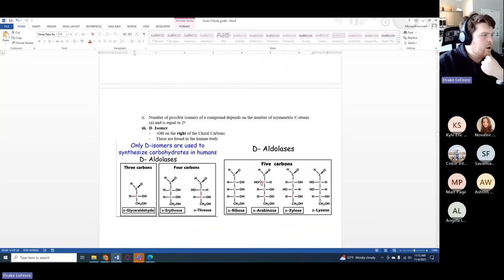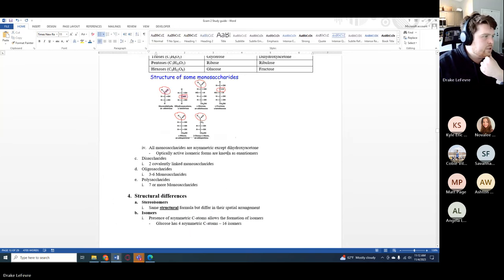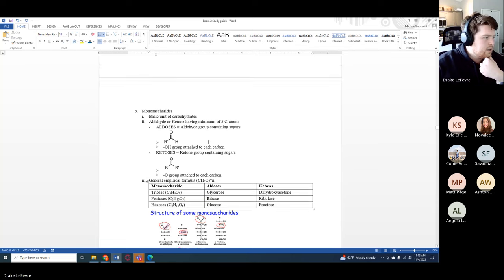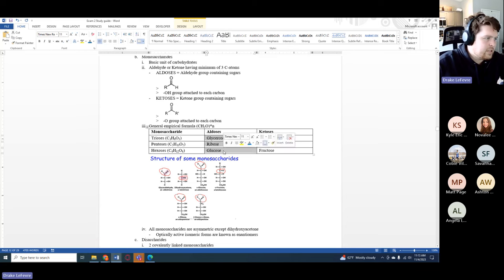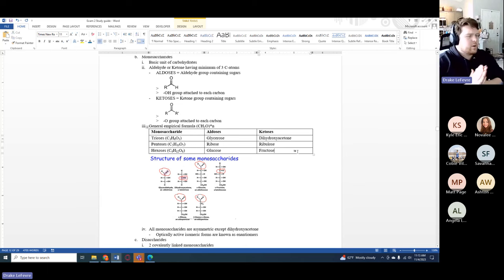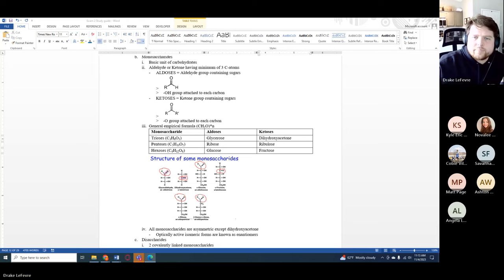Yeah. The bigger thing is knowing and understanding. You should have gone over this with you guys. Naming wise, the aldoses are going to end in -ose, the aldoses versus the ketoses, like these three specifically. Shoot, a little lost looking at these. There are certain rules that apply for naming.